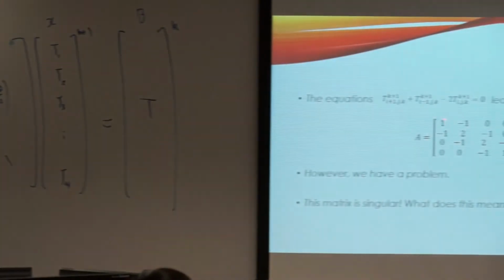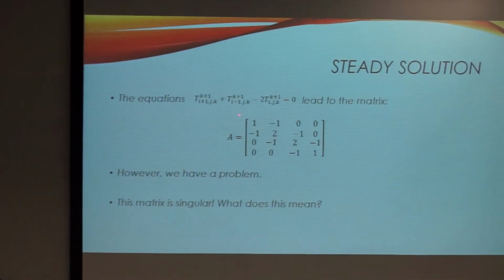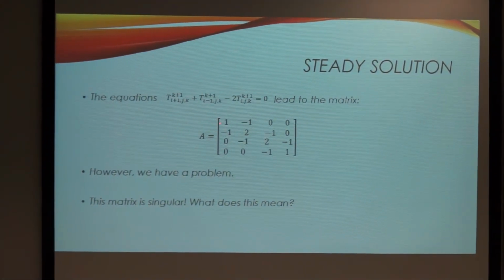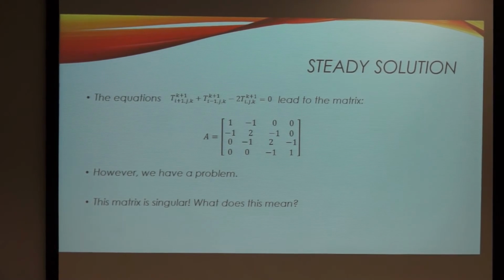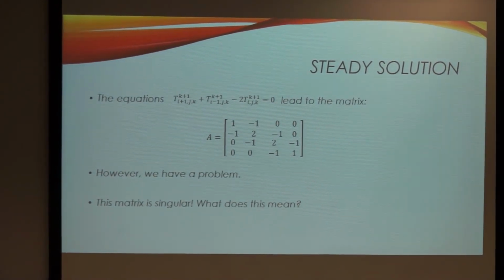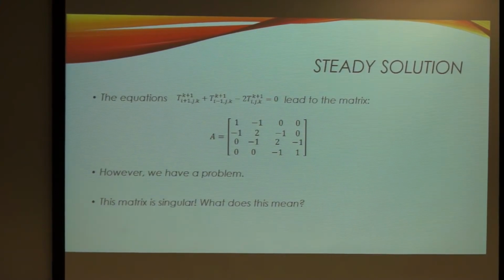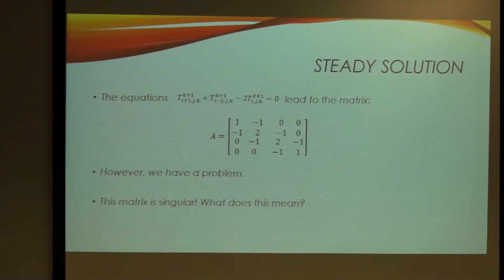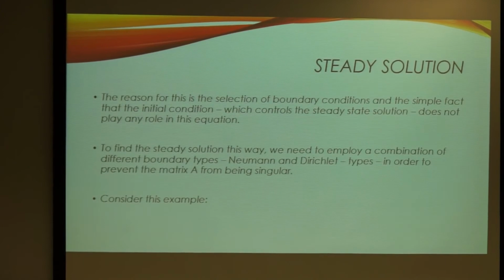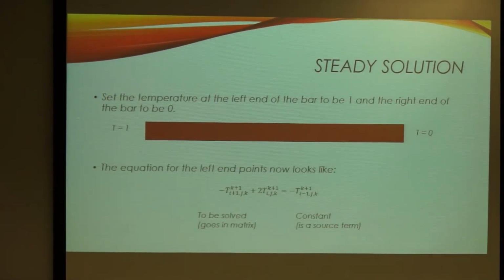If you were to change this 1 to a 2, that means you've got a Dirichlet condition on the left-hand side, and your matrix is no longer singular. Very convenient. If you change this 1 to a 2, the matrix is not singular anymore. Its determinant is not 0. Oh, you can check this yourself. Let's have a look at the example.